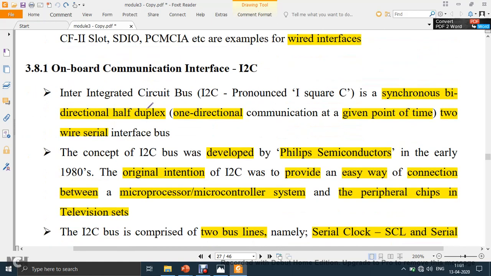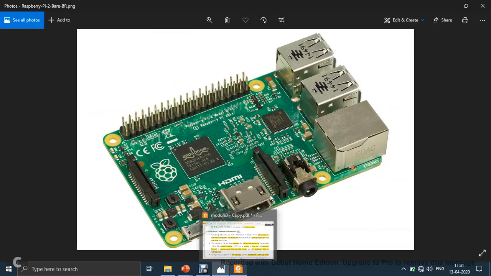Now, in this lecture we'll first talk about onboard communication interfaces. So why is an onboard communication interface used? For communication within the board, that is, there are various devices connected within the board. So how do they communicate with each other? Using onboard communication interfaces. I'll show you a diagram here.